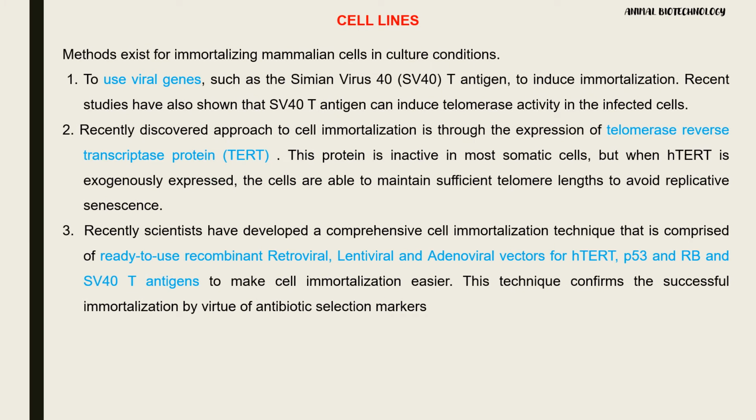Certain methods to immortalize primary cell lines are by incorporation of viral genes such as SV40 and by expression of telomerase reverse transcriptase protein.